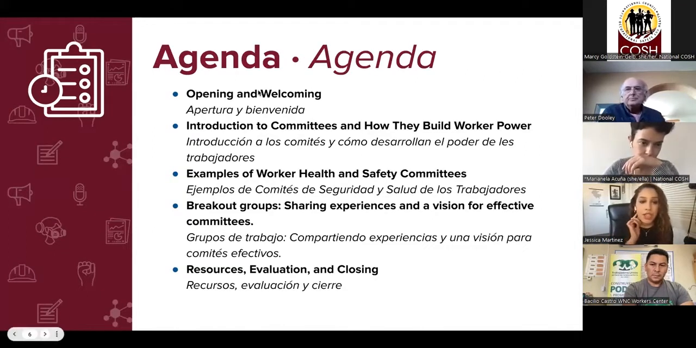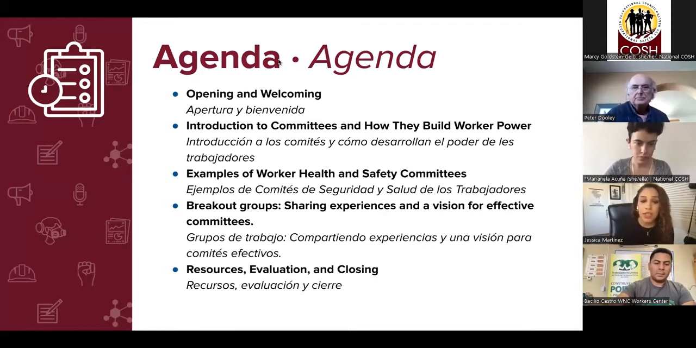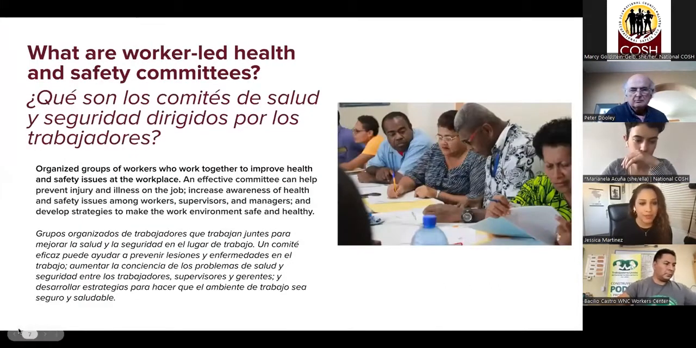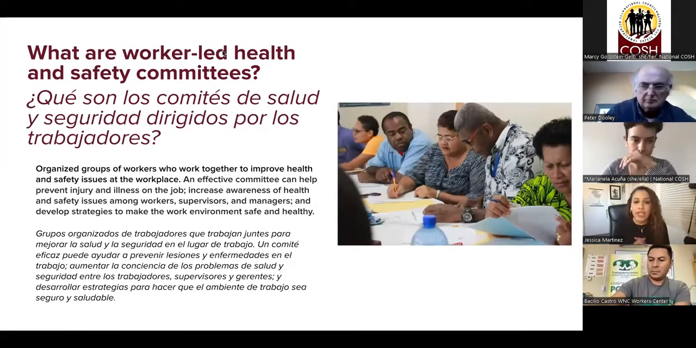And as I mentioned earlier, we'll start off with an introduction to the committees and how they build worker power. We'll then move on to examples of worker health and safety committees. We'll do breakout groups, and we'd kindly ask everyone to wait to the very end because we're going to be sharing really helpful resources. We'll do an evaluation and a closing. A reminder, all our webinars are mainly 90 minutes, and we'd love everyone's participation for most of the session. So important to note.